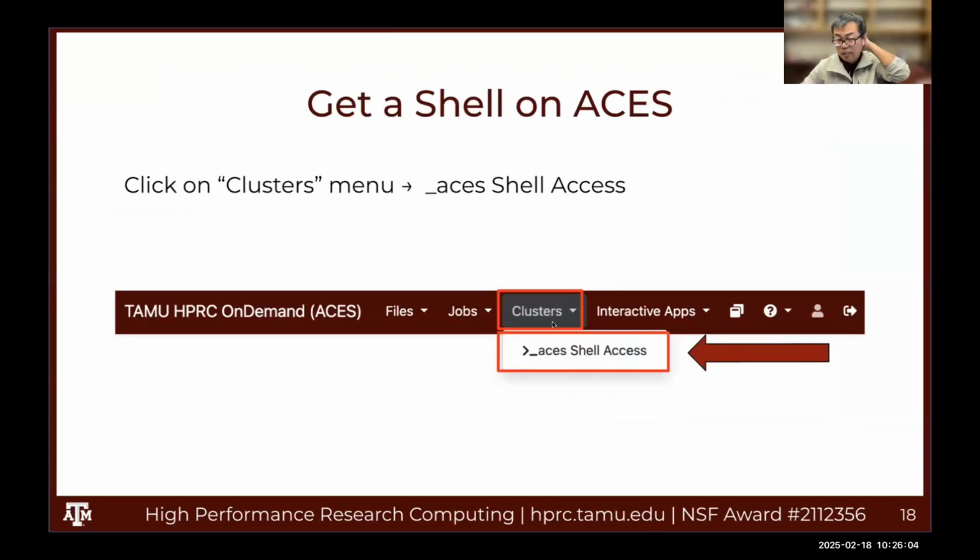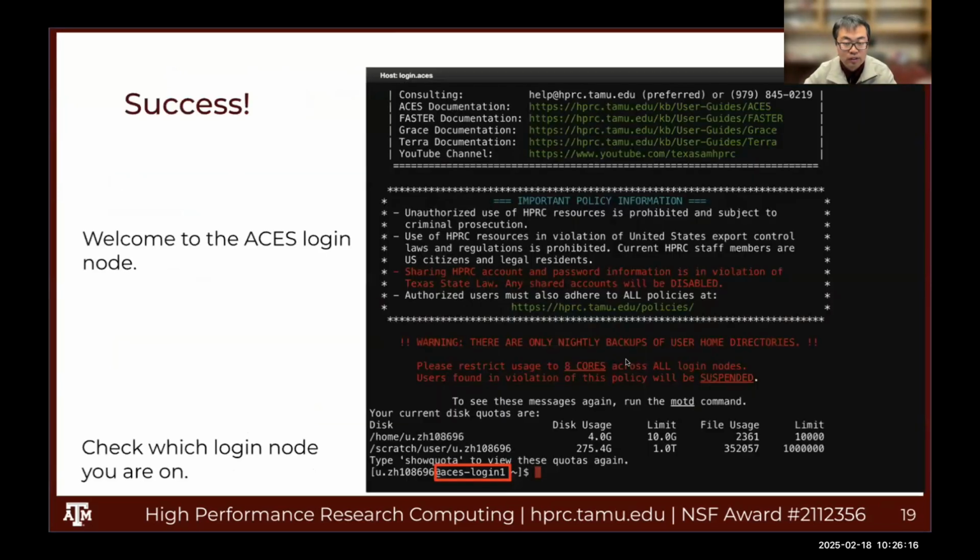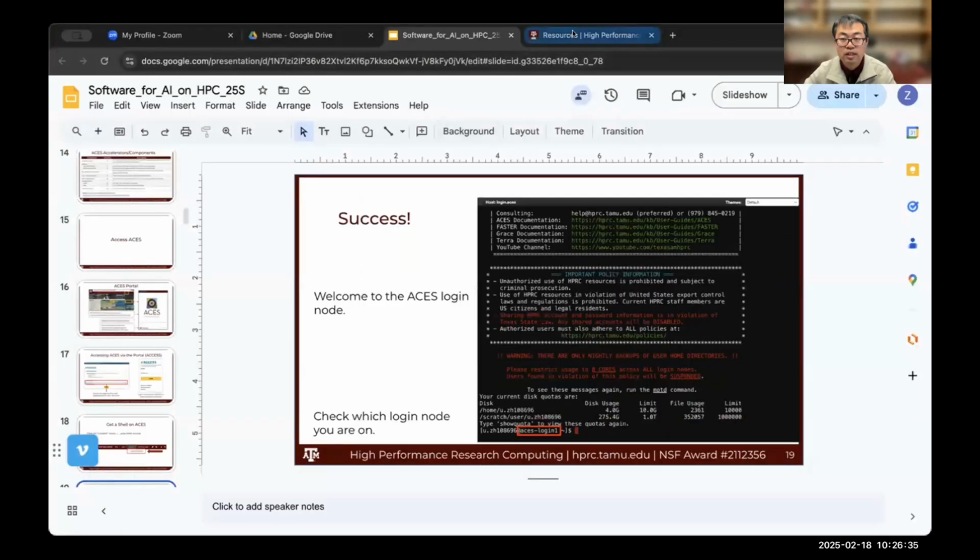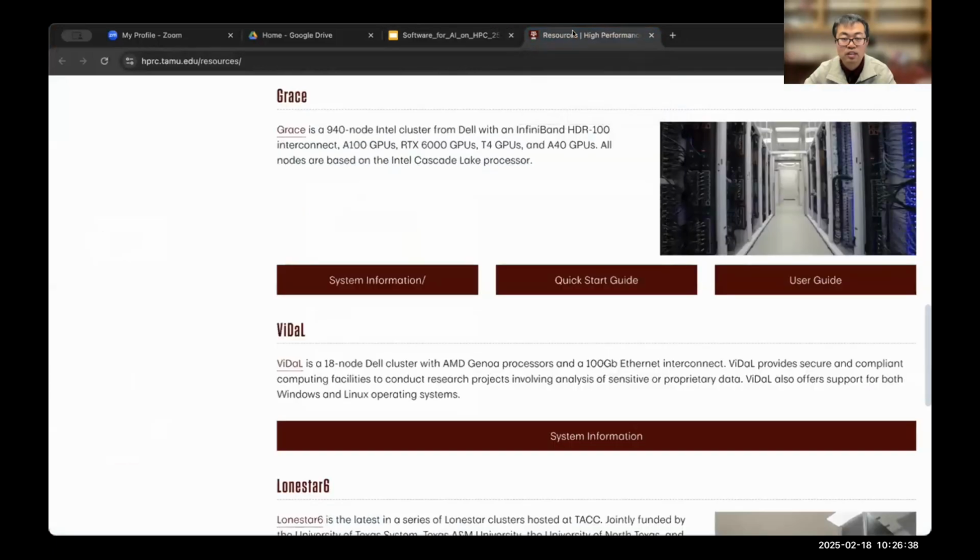And after that, we will click the clusters tab and then click ACES shell access. It will open a terminal in your web browser. After that, you should see the terminal, and in the prompt, you will see the login node. For example, here I see login node number 1. So let's do that and get you on the ACES computing cluster.